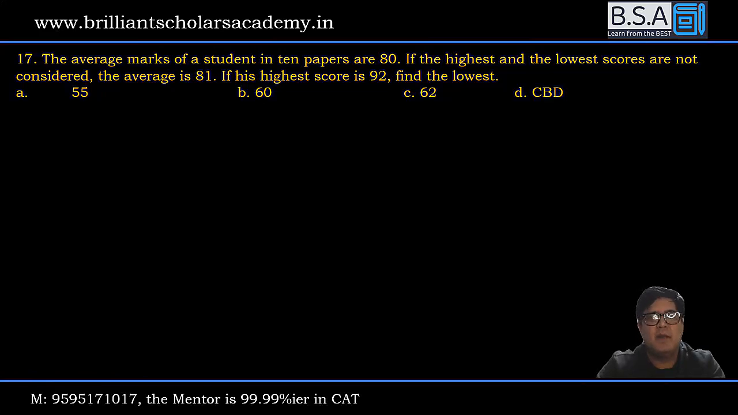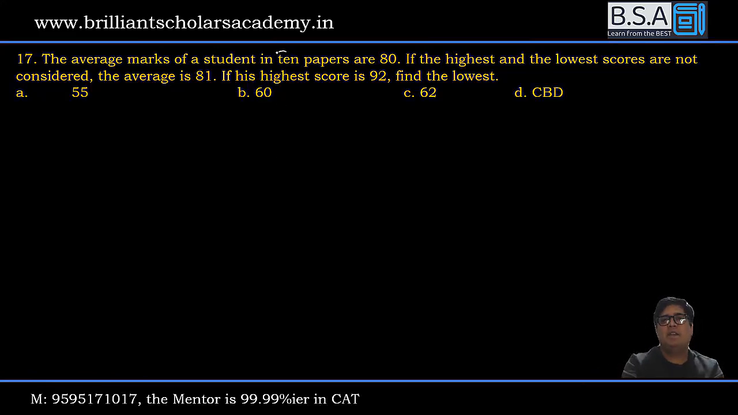So again, a very simple question. Average marks of a student in 10 papers is 80. If highest and lowest scores are not considered, the average is 81. The highest score is 92. What is the lowest score? Pretty much in 2 minutes it can be done.